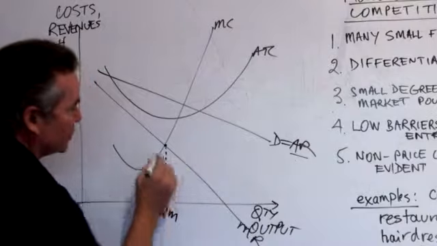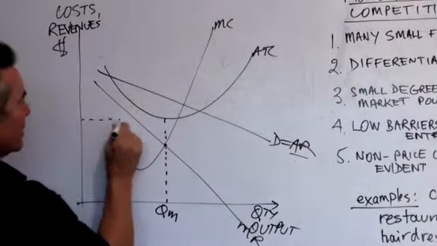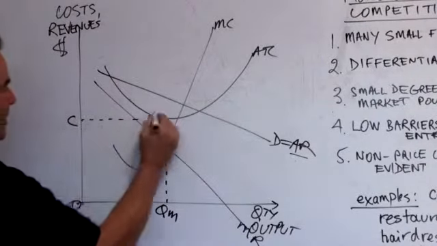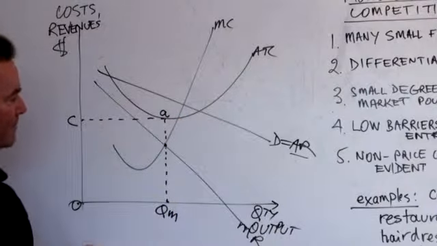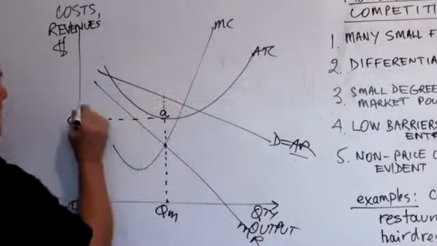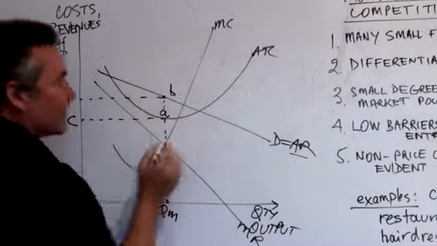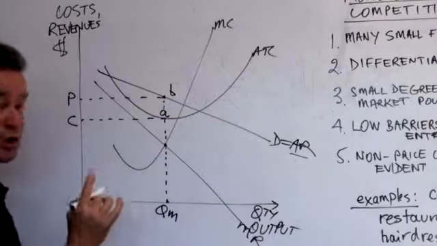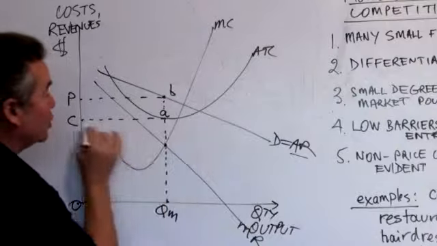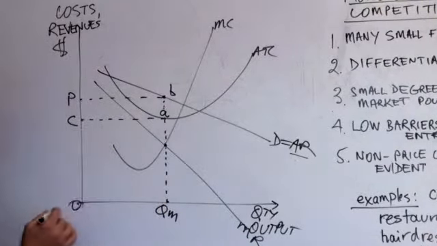MR equals MC. Well, of course, what we can find is that it's costing the firm OCAQM, but that quantity of output is attracting a price of P. So what we can see is that this firm is enjoying a degree of short run or short term economic profits, CABP.